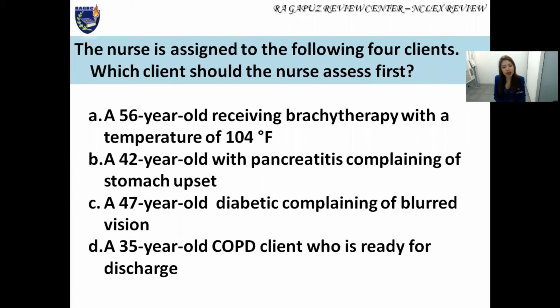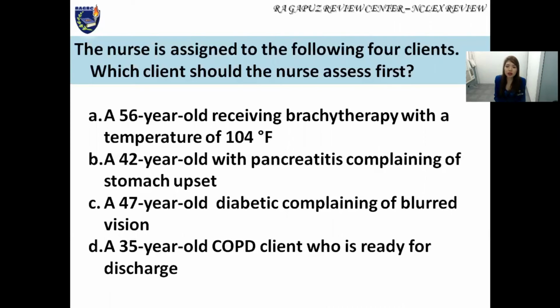It's getting easier, isn't it? So let us do the process of elimination. Let us now eliminate D. Why? Because the client is what? Chronic and ready for discharge. The client is stable. Also, eliminate letter C. Why? Because diabetes itself is a chronic condition. Blurred vision might be a chronic complication. Letter B, a client with pancreatitis complaining of stomach upset, but it's expected that if a client has pancreatitis, the client has autodigestion of the pancreas, so there is expected pain accompanying the complication.